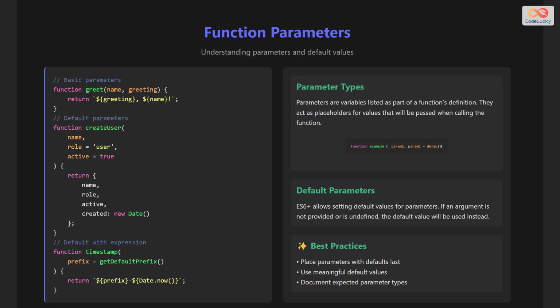Function parameters are variables listed as part of a function's definition. Default parameters were introduced in ES6 and allow you to set default values for your function parameters. Best practices include placing parameters with defaults last, using meaningful default values, and documenting expected parameter types.